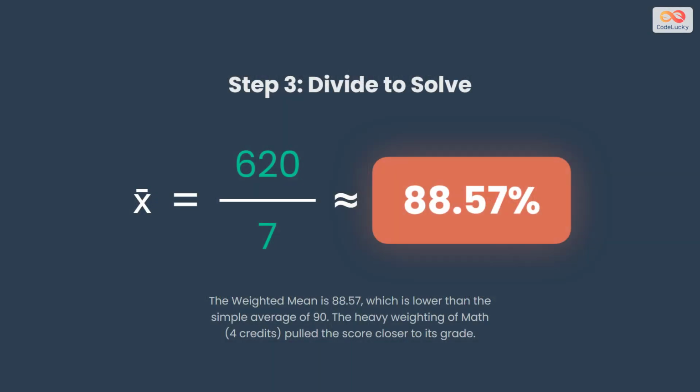The final step is division. We take our total weighted points, 620, and divide it by the total weight, which is 7. This gives us approximately 88.57. Notice how the result is lower than 90.